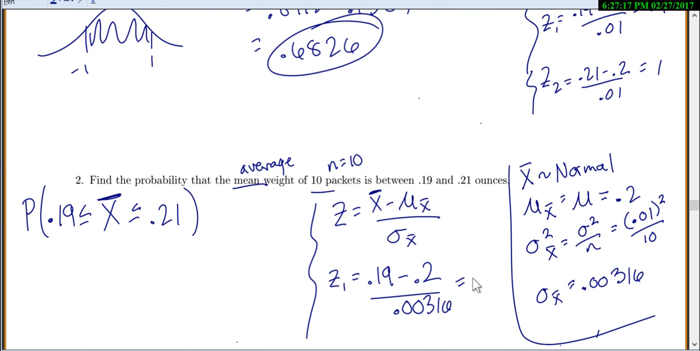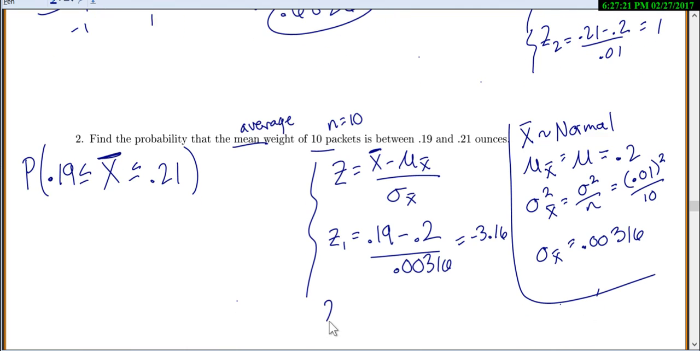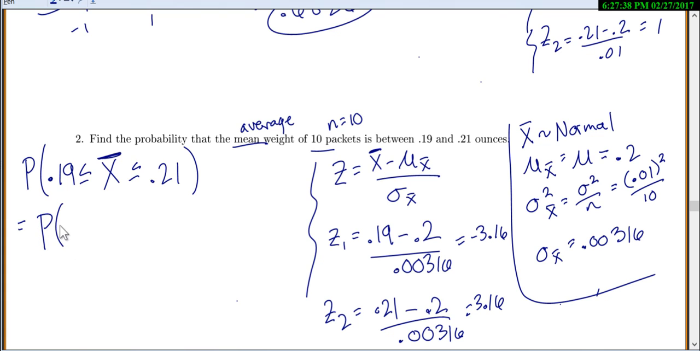So my first z-value is -3.16. And for z2, that x bar value is 0.21 minus 0.2 over 0.00316, which gives me 3.16. So coming back over here, this is now the probability that z is between negative 3.16 and positive 3.16.